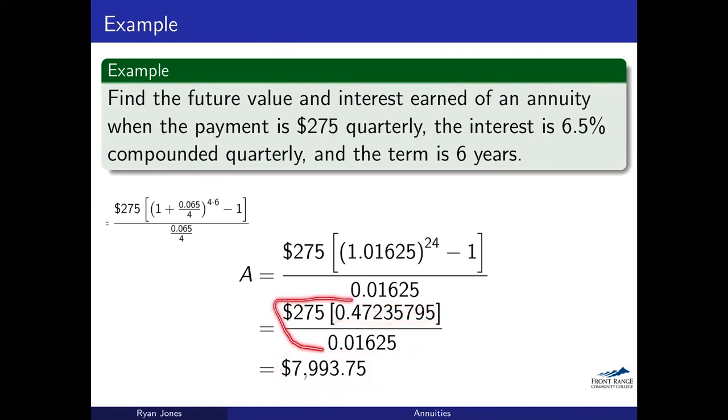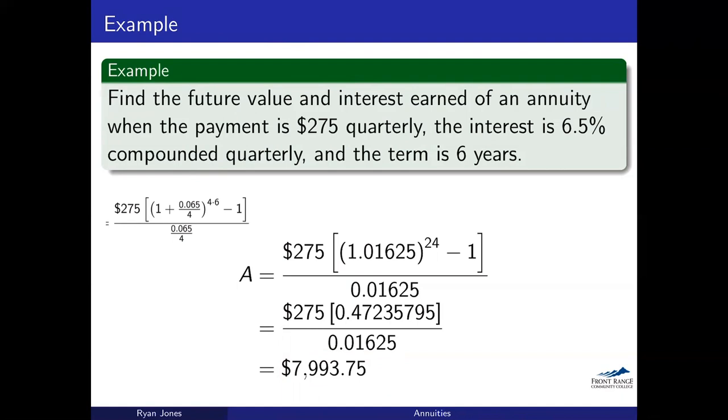At this point here, I can just do my multiplication and my division. There's nothing crazy there. And I get my $7,993.75. So order of operations there. Don't forget your PEMDAS: parentheses, exponents, multiplication, division, addition, subtraction. We've got all that. Then here's what I want to point out here. We found our future value.